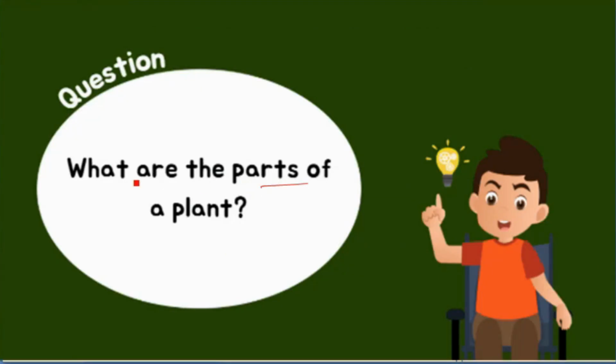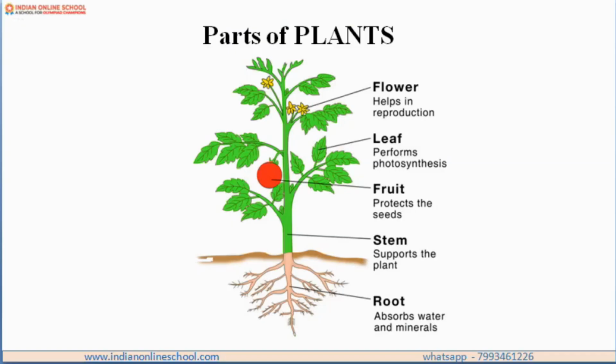Now we will talk about what the parts of a plant are. As we have many parts in our body, eyes, nose, hands, legs, like this plants also have their parts. What are those? Those parts are root, stem, fruit, leaf and flowers. So root is the underground part of the plant.